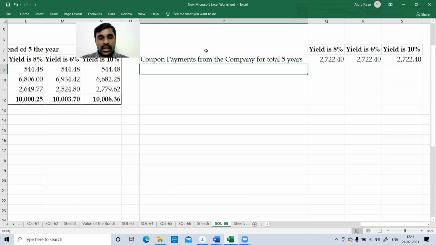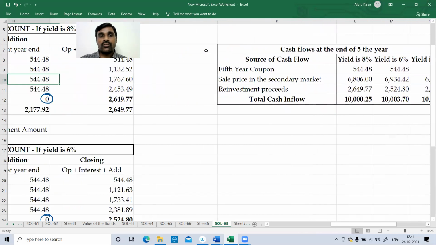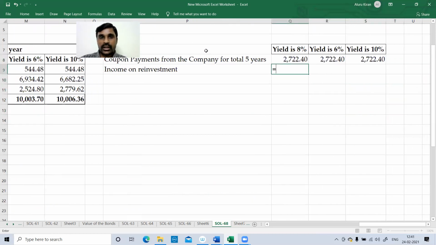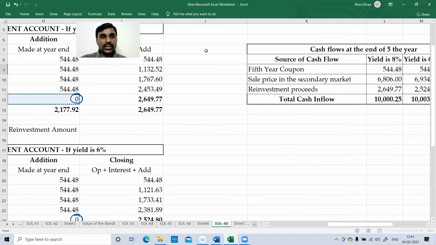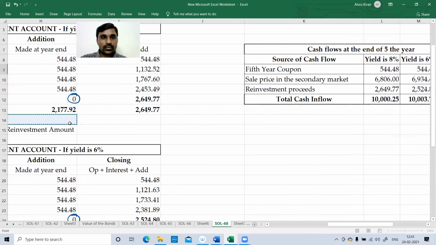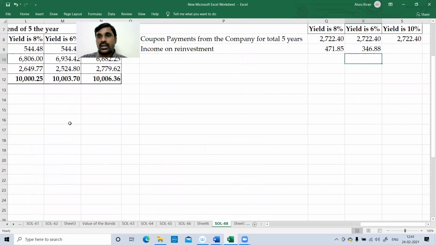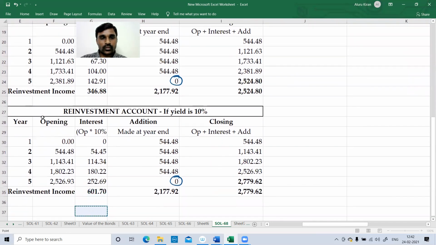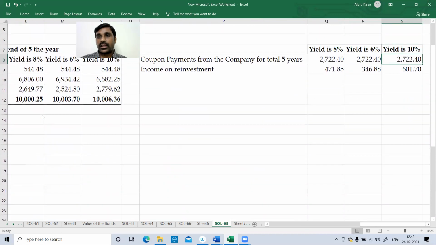Next, look at this point. Income on reinvestment. How much income did we get on reinvestment? This point, 4,471.85. This is the income on reinvestment. Next, when the yield is 10%, the income on reinvestment.